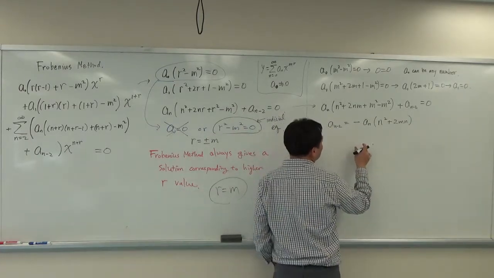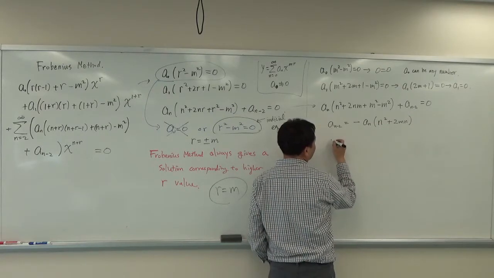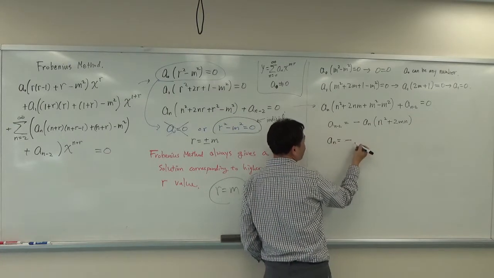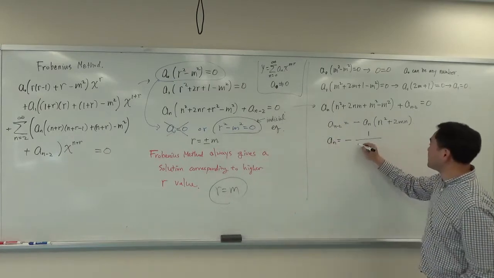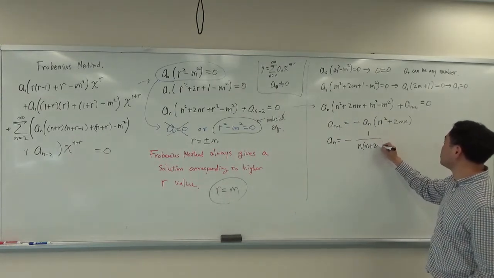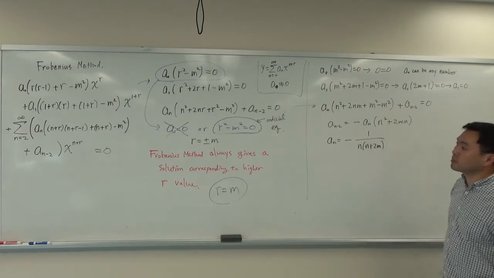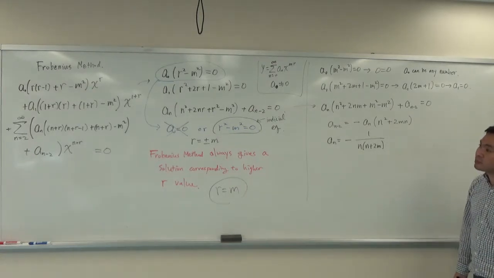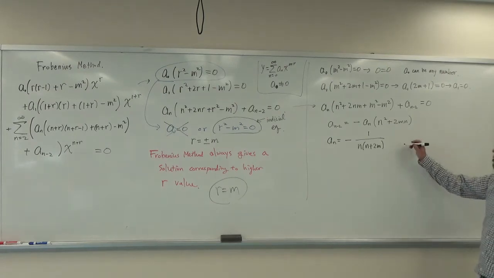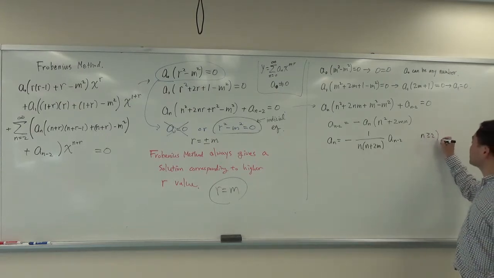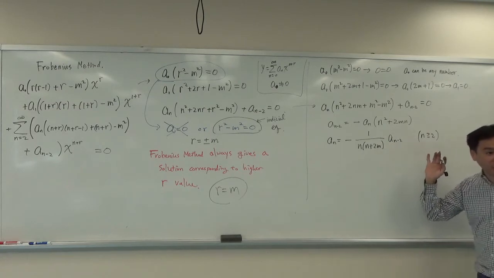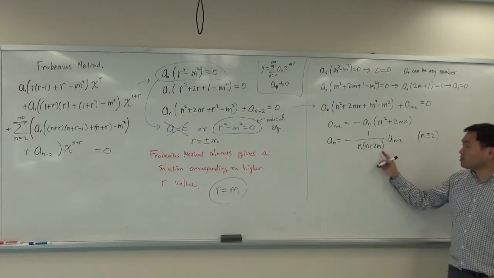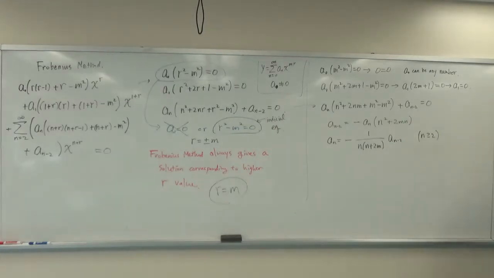And then we want to solve this for higher numbers. So a_n is equal to negative 1 over, and let's factor this, it will be n times (n plus 2m), times a(n minus 2), where n is 2 or greater. Now we are assuming that m is a positive integer, so the denominator will never be 0. That's good, you should check that.